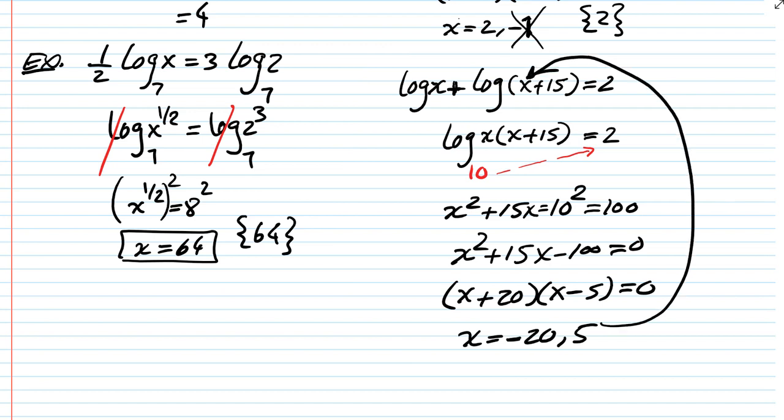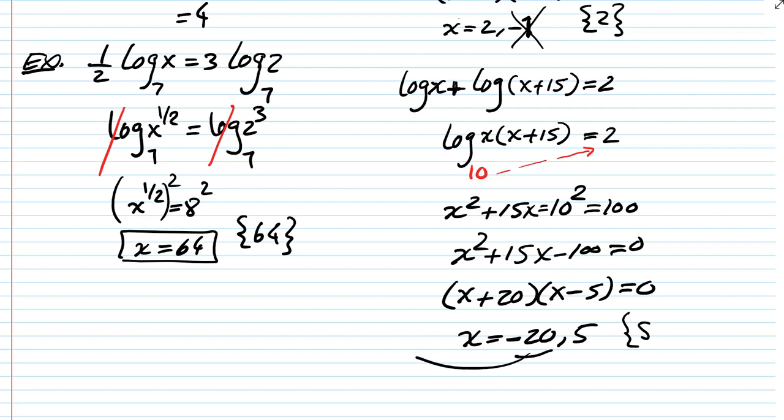5 plus 15, 20, positive. Yes, that works. 5 in here, log 5 is positive. Yes, it works. So we'll keep that. 5 is a good solution so far. Let's try negative 20. Negative 20 in here, log of negative 20.